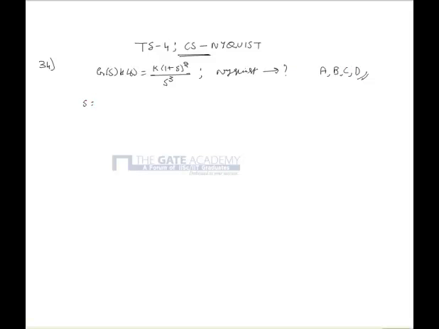For finding the Nyquist plot of the control system, substitute s equal to j omega. Therefore, G(j omega) H(j omega) is equal to k into (1 plus j omega) whole square divided by (j omega) whole cube.